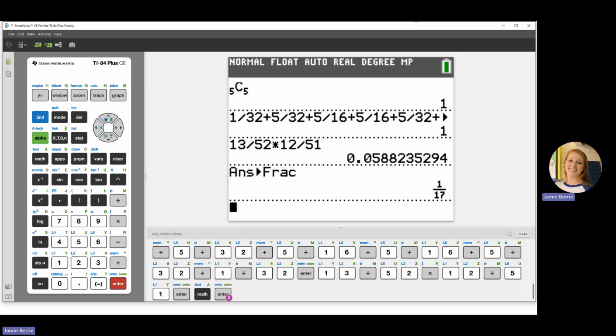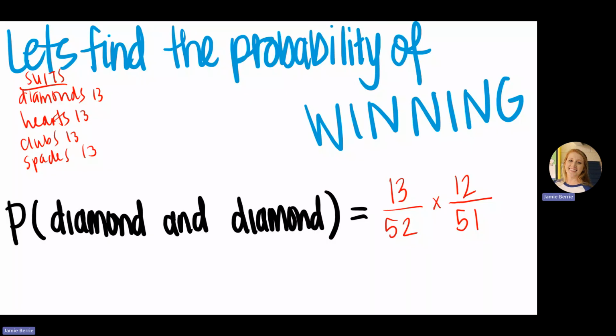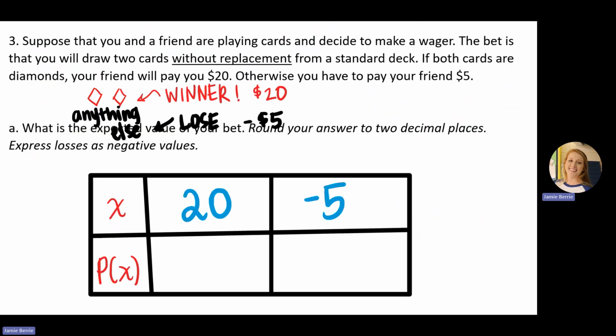Okay, let's get our PowerPoint back up. 1 out of 17. Was that right? Let me just verify. Yep, 1 out of 17. Perfect. All right, so let's revisit our probability distribution. We said there's a 1 out of 17 chance that we win. If these have to add to 1, if you win 1 out of every 17 times, then you lose 16 out of 17 times. Does that make sense?